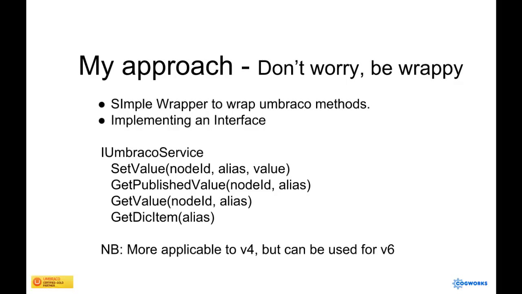So my approach to Umbraco these days is to abstract standard operations. So things like setting values, getting published content, getting content that you would normally get using either the document API or the content service, and also get dictionary items. What I'm going to show you now is more applicable to V4 than to V6 because V6 passes around interfaces, but you can do it for V6 as well.